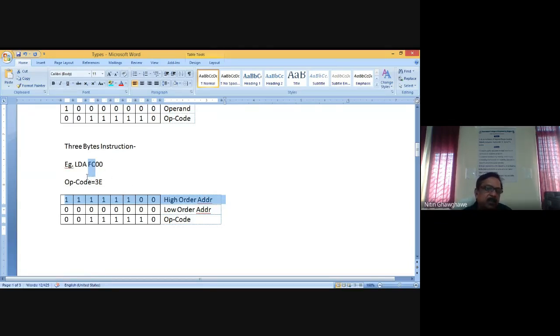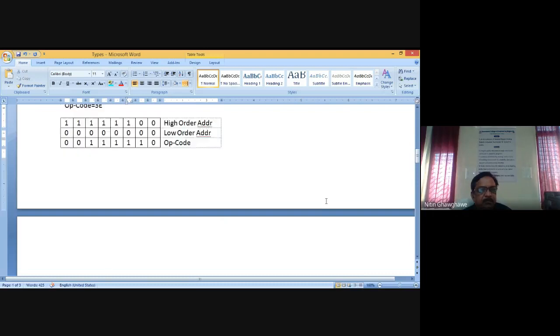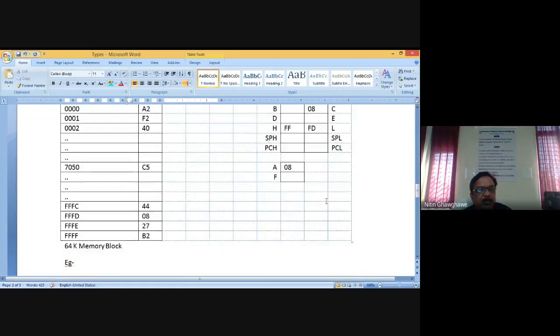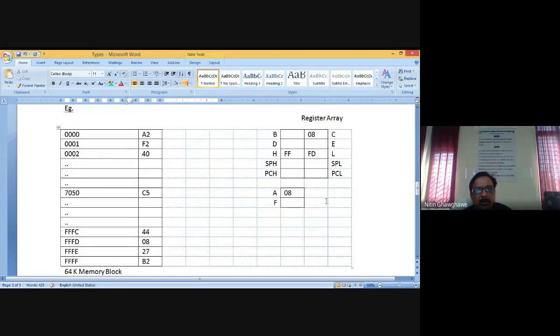So in this way, the opcode, low order address and high order address are stored. Probably I will just go over it here, because the time is coming to an end. I will just summarize it.